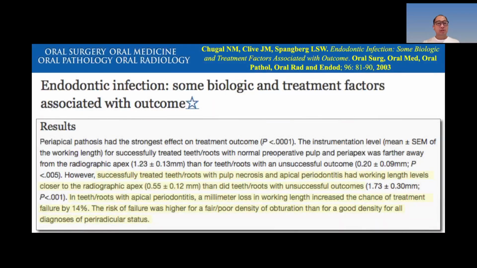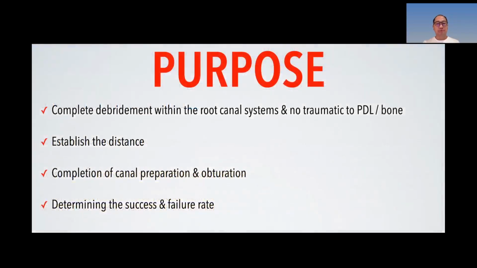And this is also interesting, and not just interesting, but also frightening at the same time, because we know from this study back in 2003, if we are dealing with apical periodontitis cases, if we lose 1 millimeter in our working length, it increases the chance of failure by 14%. So it is not a small number, it is a huge number. If we are losing 2 millimeters short of our working length, we might have a failure chance of 28%.